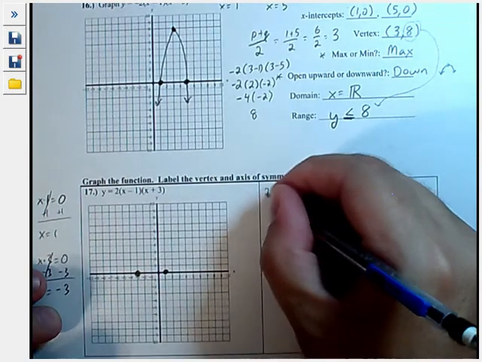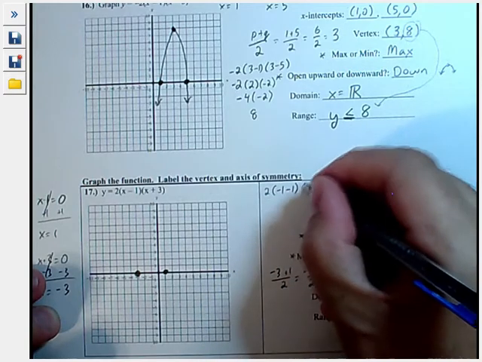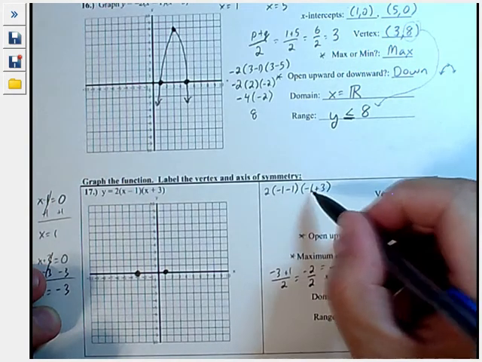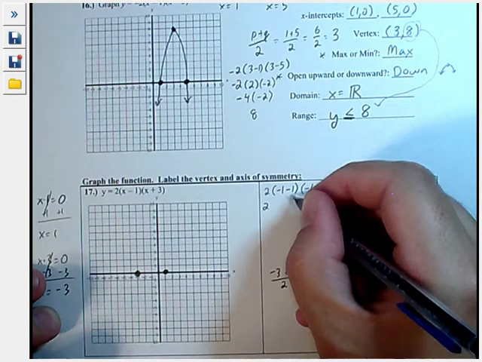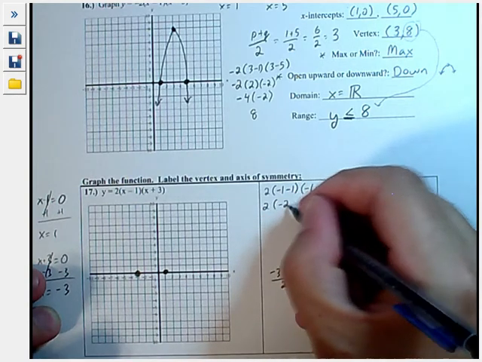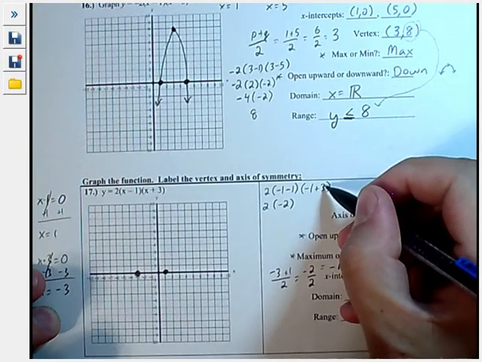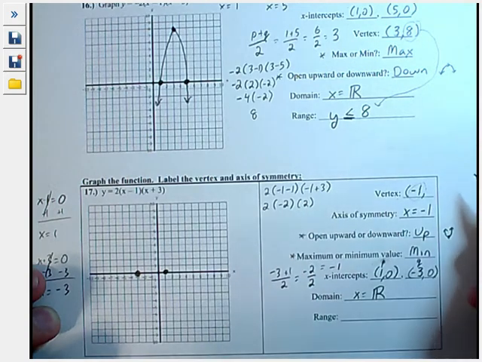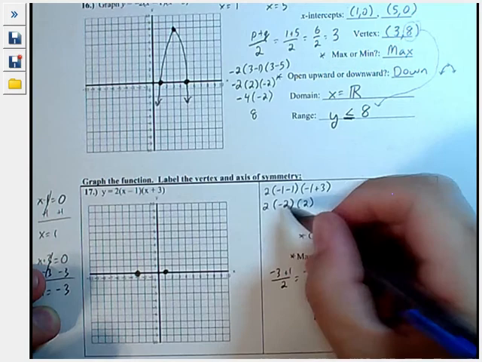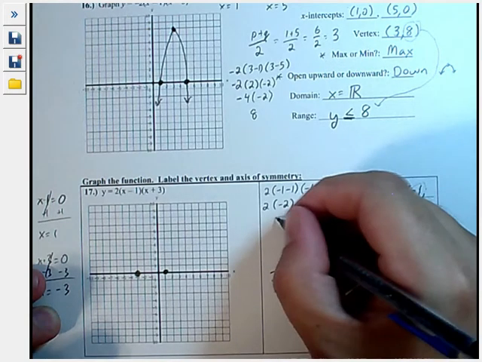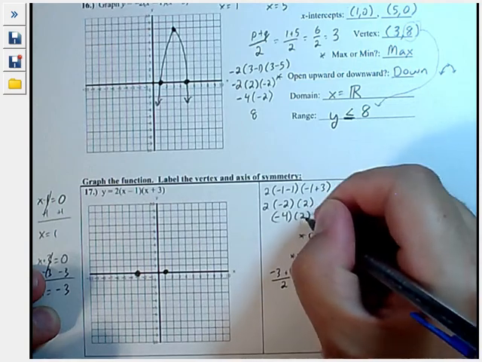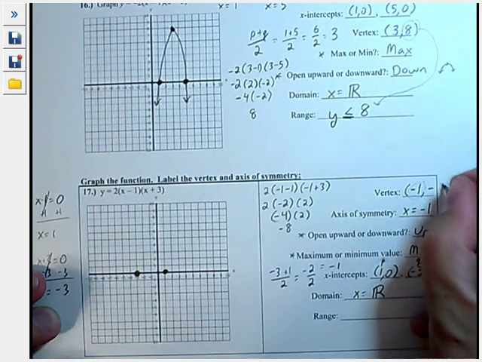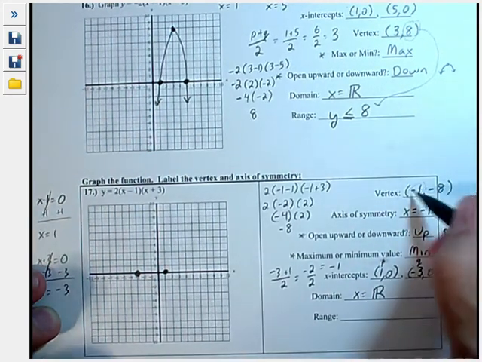So it's going to be 2 times negative 1 minus 1, and then negative 1 plus 3. Negative 1 goes in where these x's were. Negative 1 minus 1. You owe me 1. You owe me another 1. You owe me 2. This is having 3 plus 3, and then taking away 1. That is 2. 2 times negative 2 is negative 4 times 2. 2 times negative 4 is negative 8. So our vertex is at negative 1, negative 8.